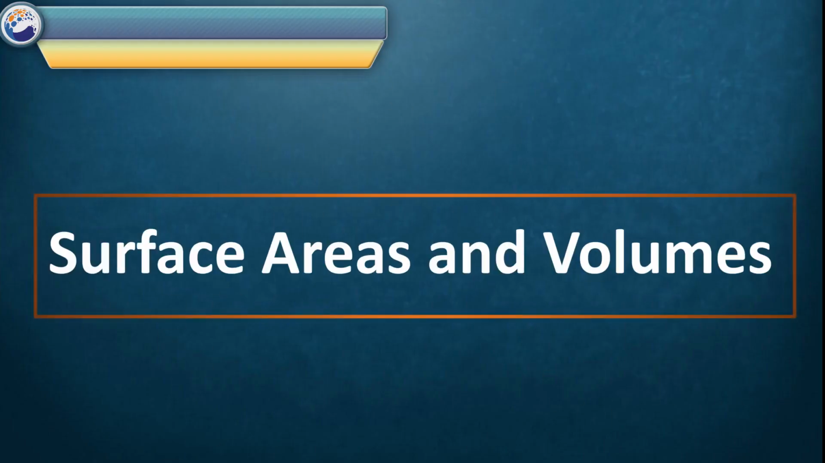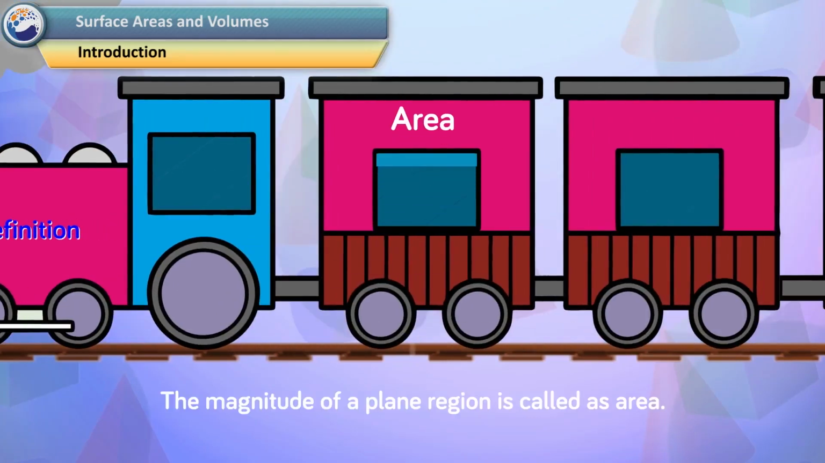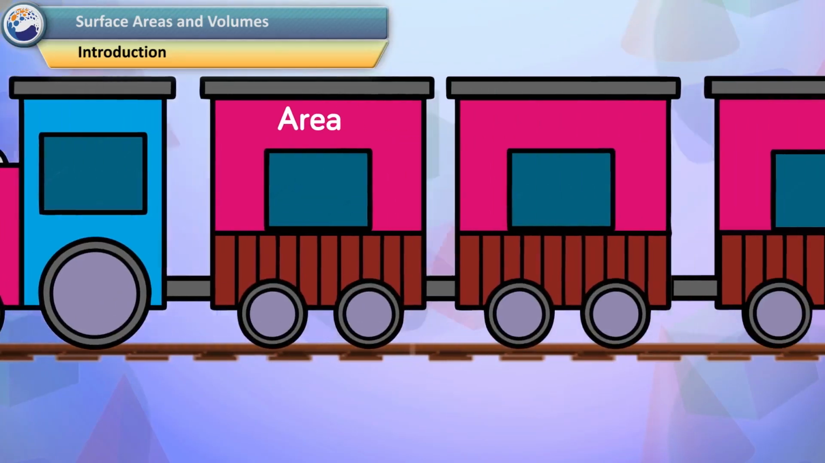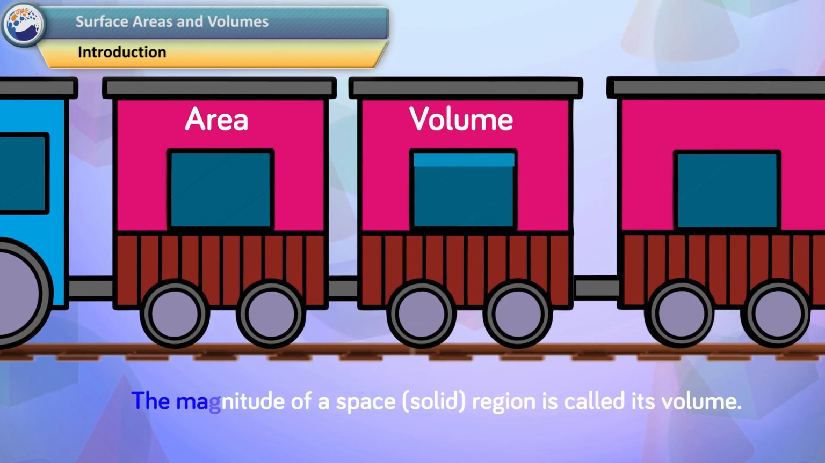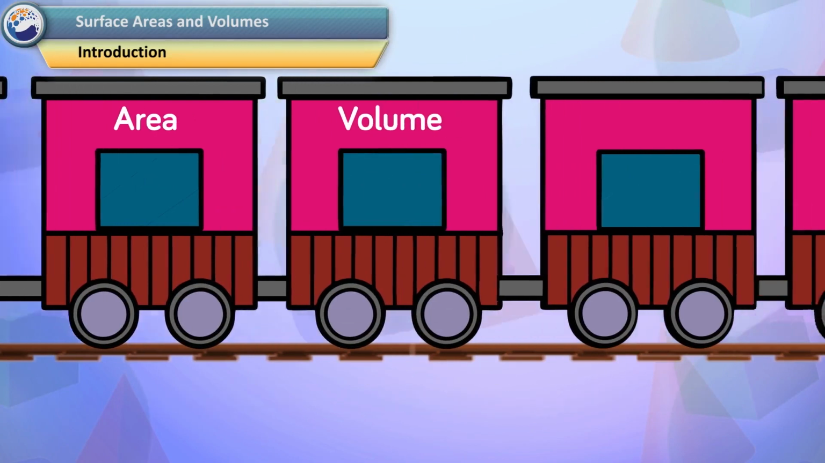Surface areas and volumes. Area: the magnitude of a plane region is called its area. Volume: the magnitude of a space region is called its volume.